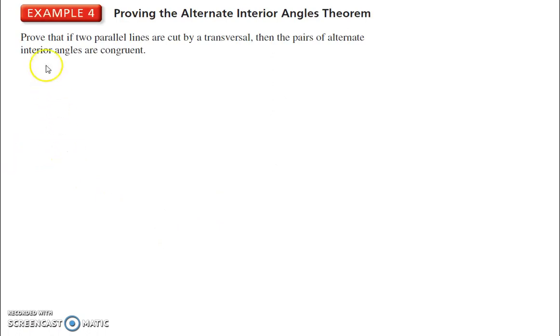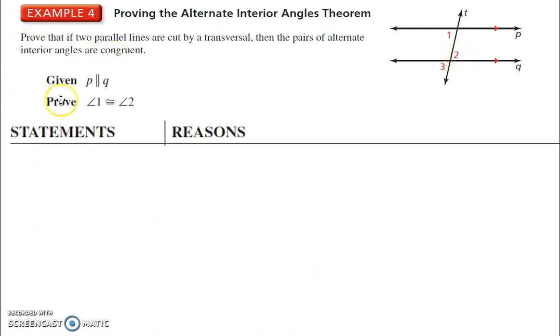Example 4. Prove that if two parallel lines are cut by a transversal, then pairs of alternate interior angles are congruent. When you read through something like this, I always recommend drawing yourself a little diagram. We want alternate interior angles, so 1 and 2 are alternate interior, and we want to prove that these two are congruent. Next, write down what's given: we have parallel lines, and we are proving that angle 1 is congruent to angle 2. So draw a little diagram, write what's given and what you're supposed to prove. Then we can make a proof.